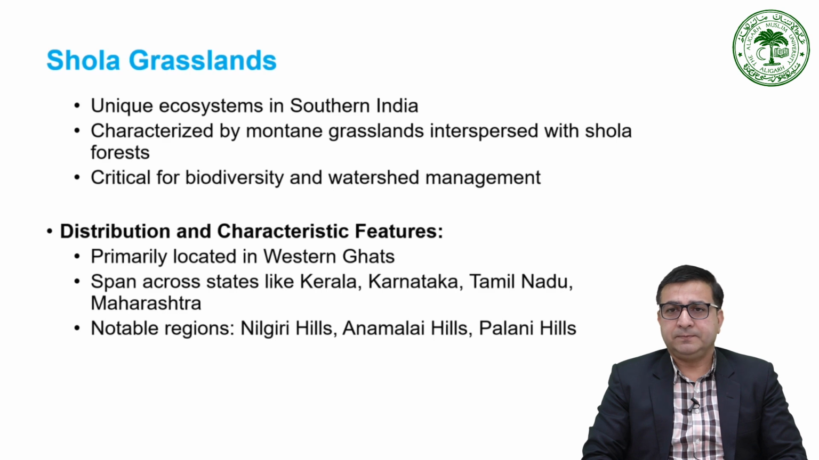Another is Shola grassland. Shola grasslands are a unique ecosystem found in the Western Ghats mountain range in southern India. Characterized by mountain grasslands interspersed with Shola forest, a stunted evergreen forest, these landscapes are critical for biodiversity and watershed management. Shola grasslands are primarily located in the Western Ghats, spanning states like Kerala, Karnataka, Tamil Nadu, and Maharashtra. Notable regions include the Nilgiri Hills, Anamalai Hills, and the Palani Hills.